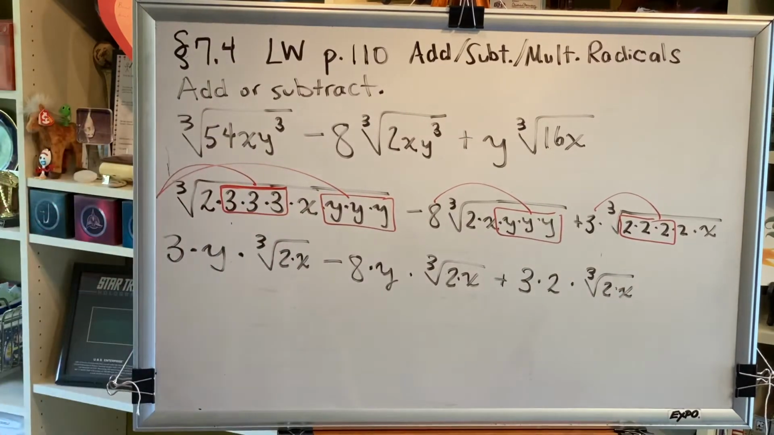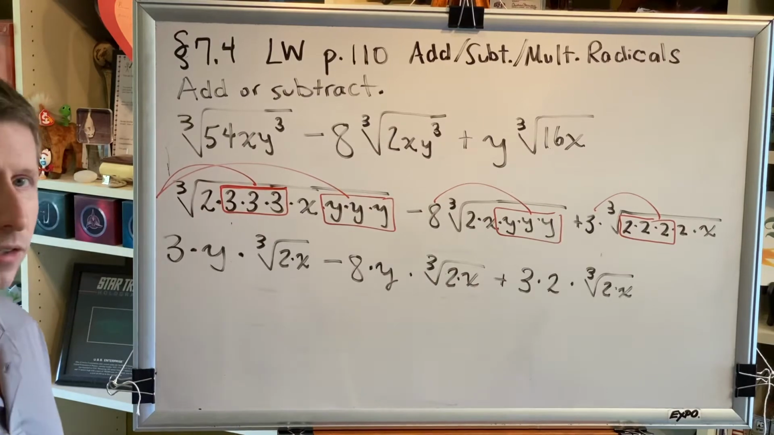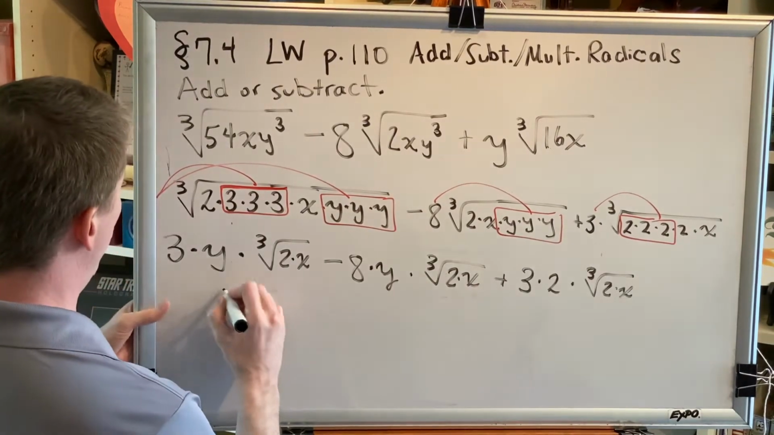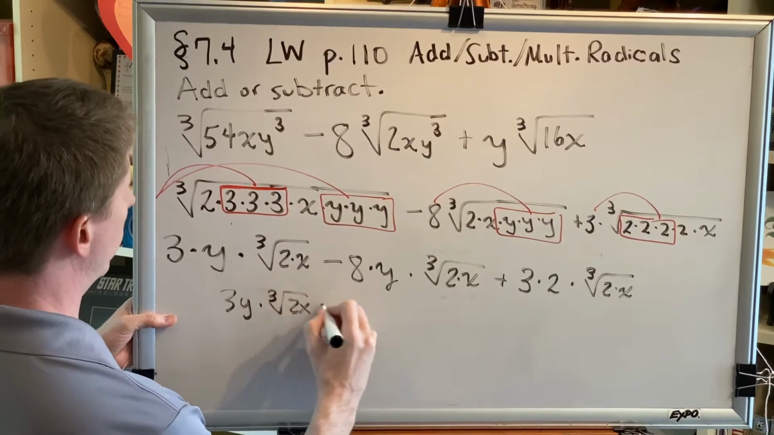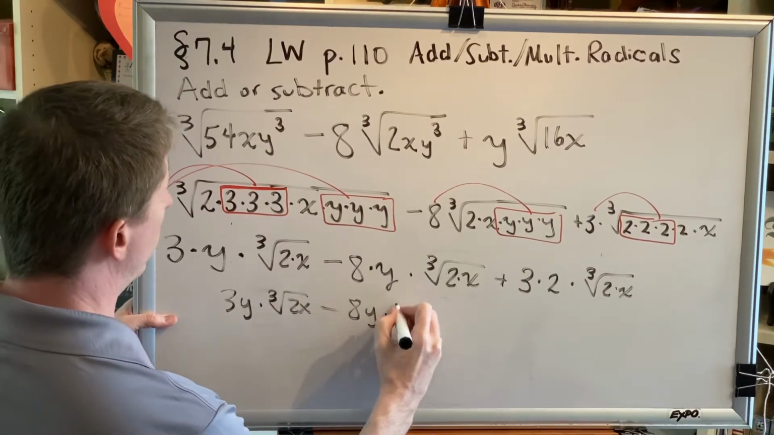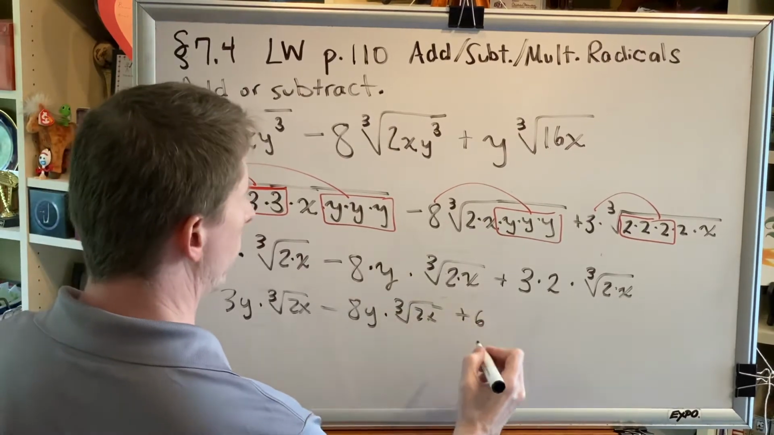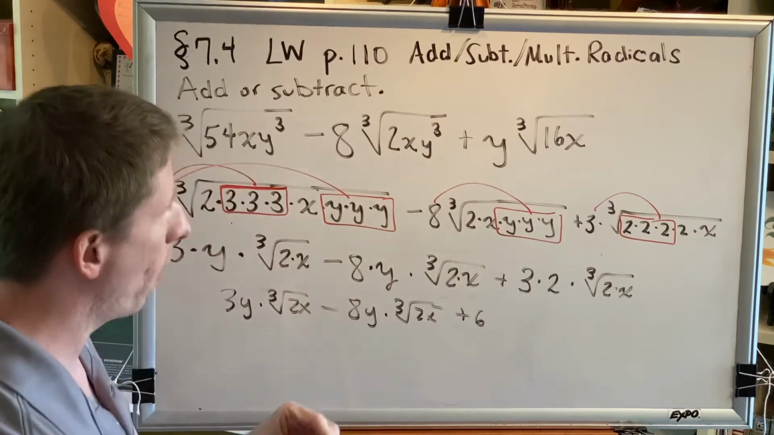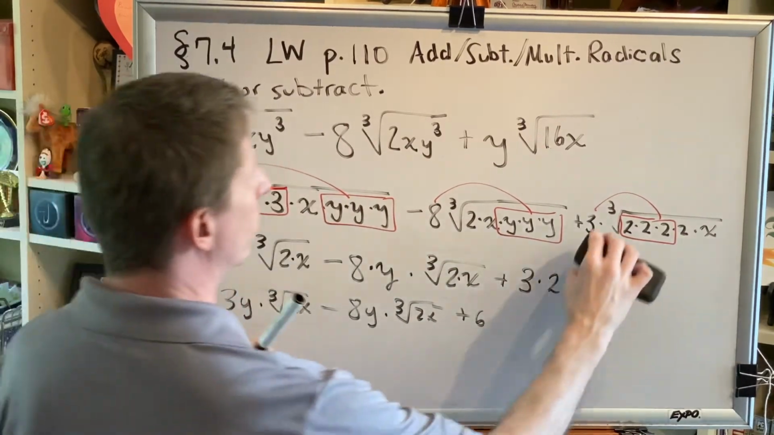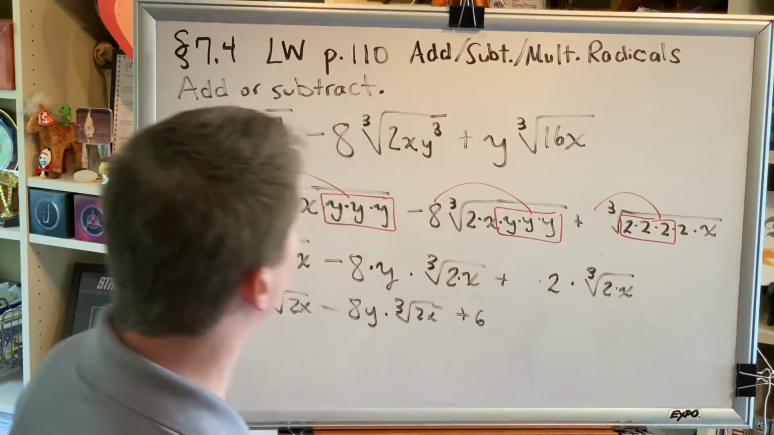Turns out these are like radicals after all. They are all the cube root of 2x. All right, so let's put this together. We get 3y times the cube root of 2x minus 8y times the cube root of 2x plus 6. Yep, there should have been a y. You all probably noticed that mistake a long time ago. Sorry for the error.